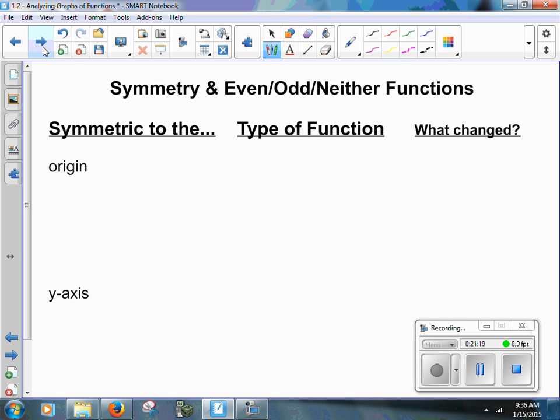And you gotta hang in here with me. Put your seatbelt on because we're getting ready to roll. What the picture is gonna look like, okay? If a function is symmetric to the origin, it is said to be called an odd function. It's going to look like this.